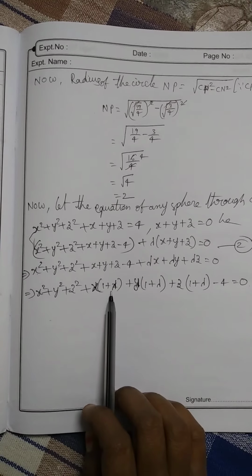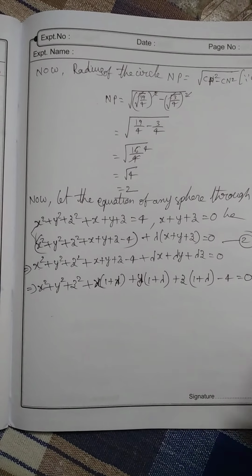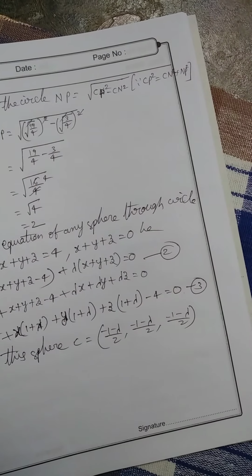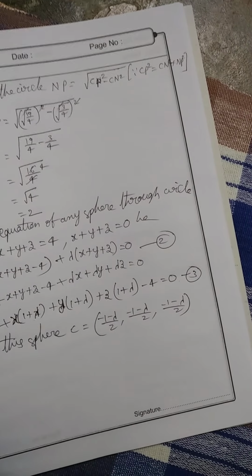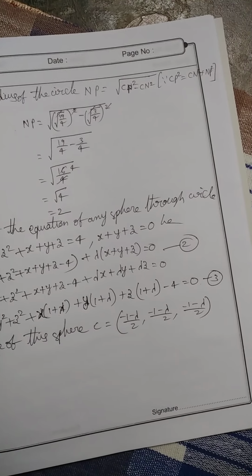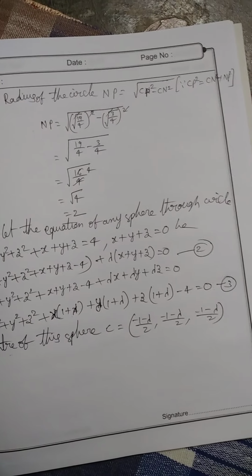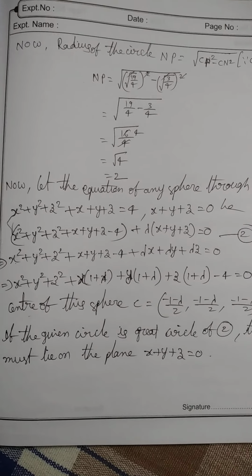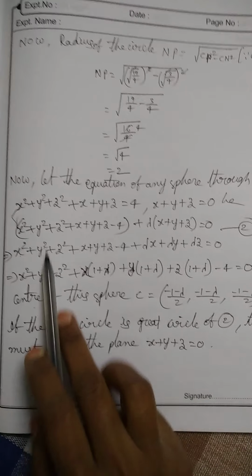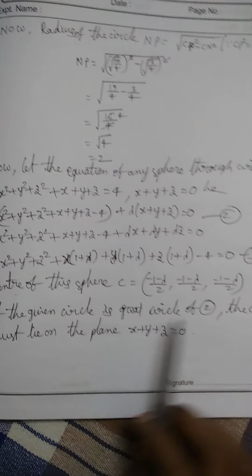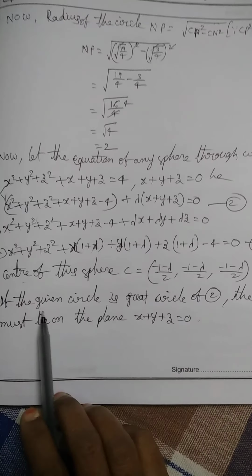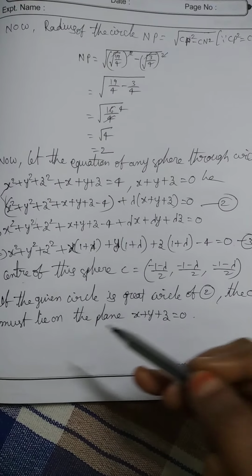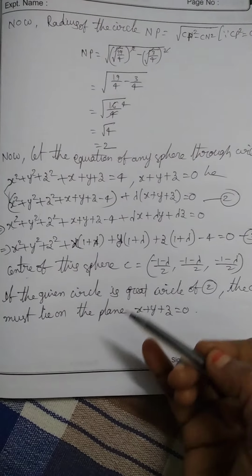Now the center of this sphere is minus u, minus v, minus w, that is minus 1 plus lambda by 2, minus 1 plus lambda by 2, minus 1 plus lambda by 2, because u, v, w values are same. If the given circle is a great circle of equation 3, then this center must lie on the plane x plus y plus z equal to 0, then it will become a great circle, then only.